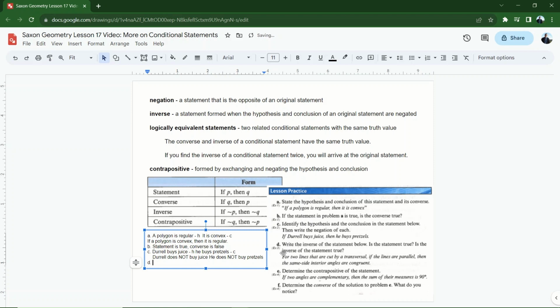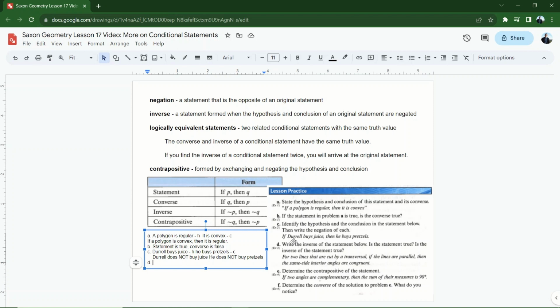Write the inverse of the statement below. If the statement is true, is the statement true? Is the inverse true? Okay, so for two lines that are cut by a transversal, if the lines are parallel, then the same side interior angles, those aren't usually congruent angles. Those are usually supplementary angles. So that's interesting. So anyway, write the inverse of the statement below.